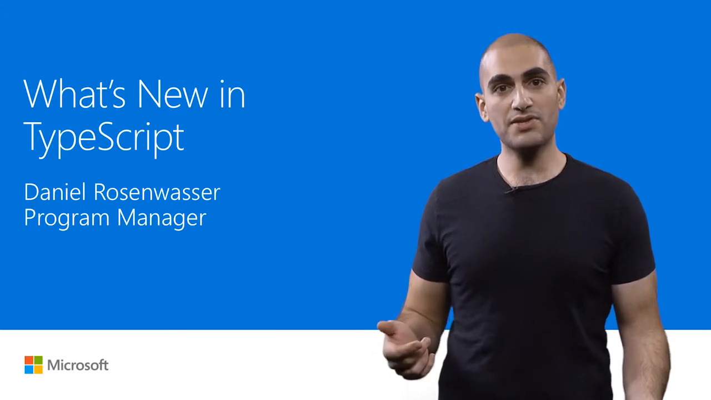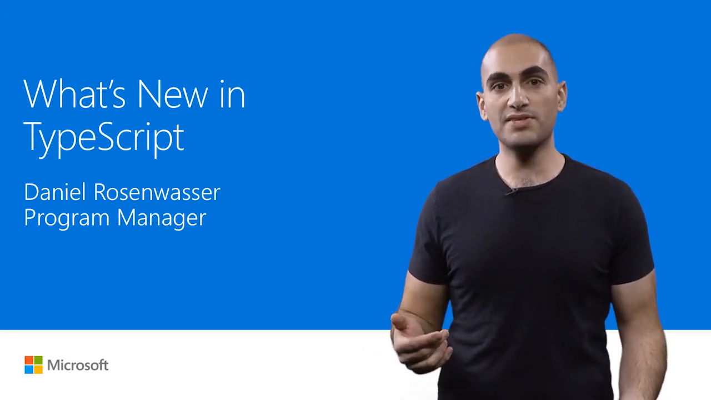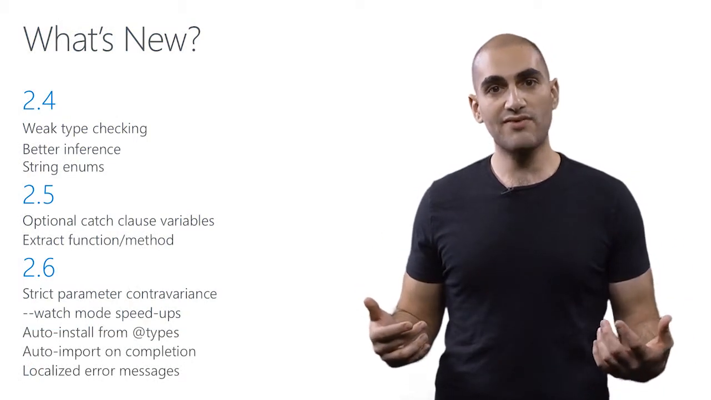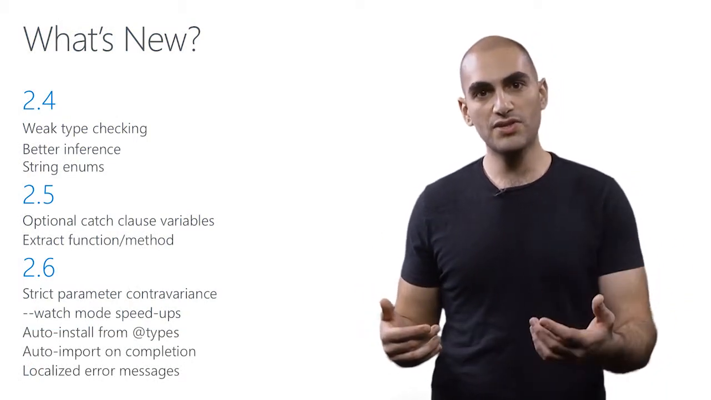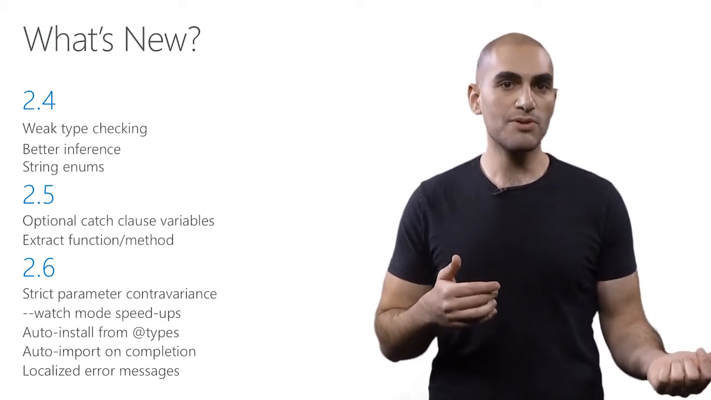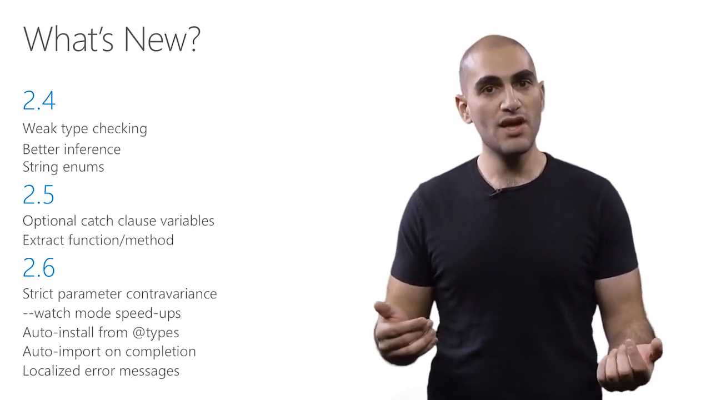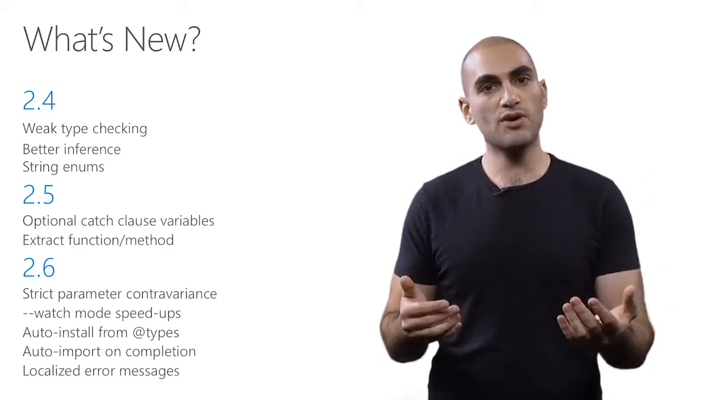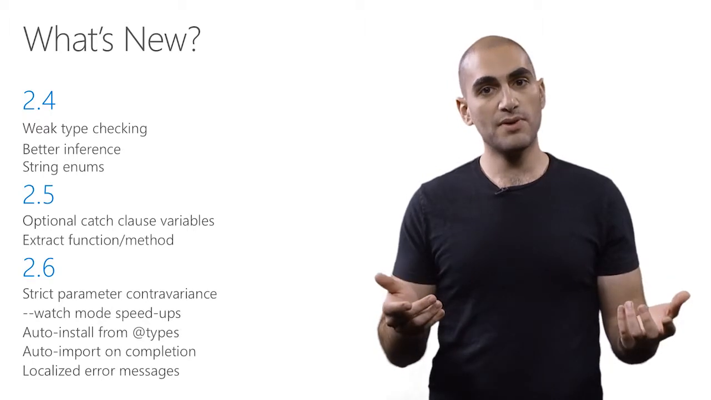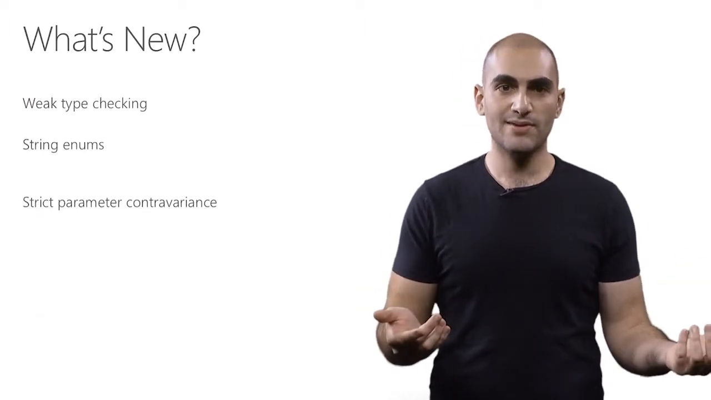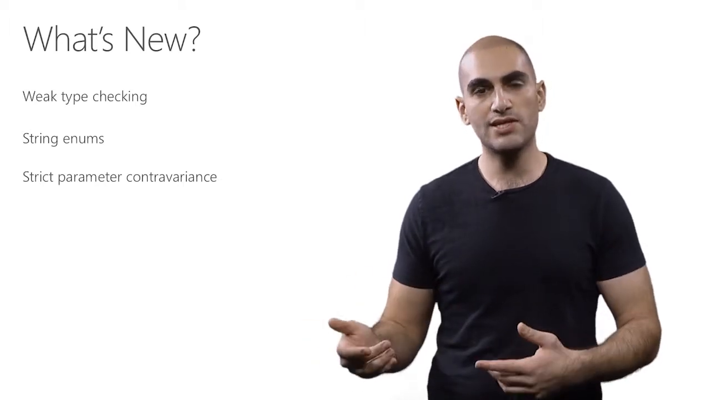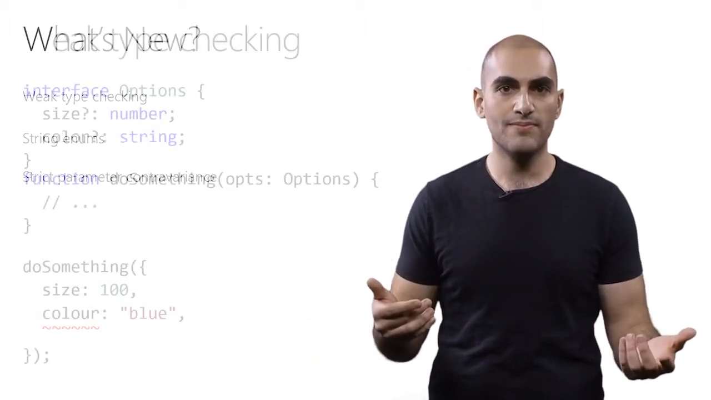In this video, I'm going to talk about some of the new features that we've shipped in recent versions of TypeScript. TypeScript has been releasing at a relatively rapid rate, so when we think about new features, we're not necessarily just talking about the latest version. While we've released TypeScript 2.6 pretty recently, we've got awesome features going back to TypeScript 2.4 as well. More than we probably have time to talk about, but we can go over some of the highlights. Specifically, we'll go over weak type checking, string enums, and strict contravariance checks on parameters.